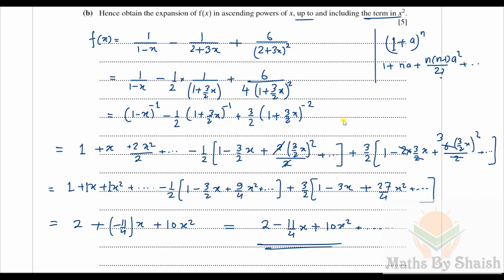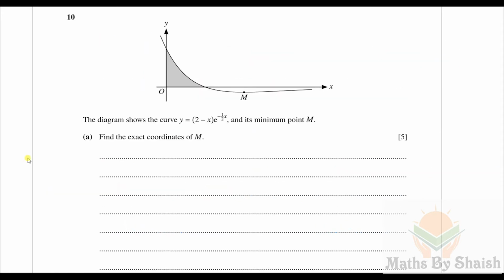Let's do the next question. Here's question number 10. The diagram shows the curve y is equal to (2 minus x) into e raised to the power half x, and its minimum point M. Find the exact coordinates of M.